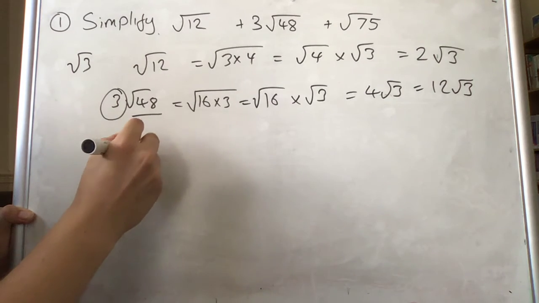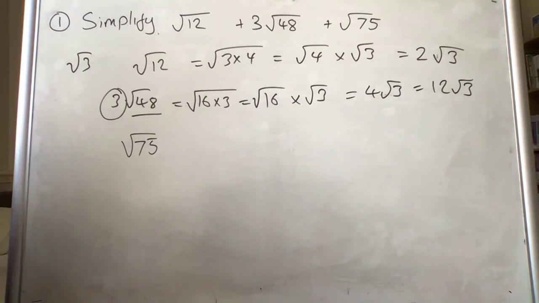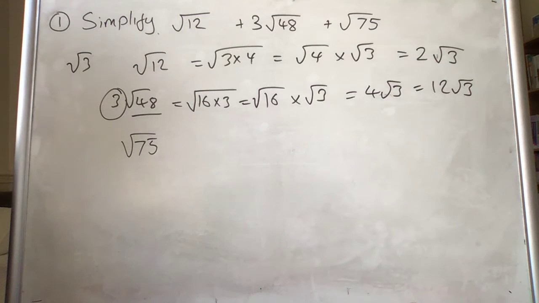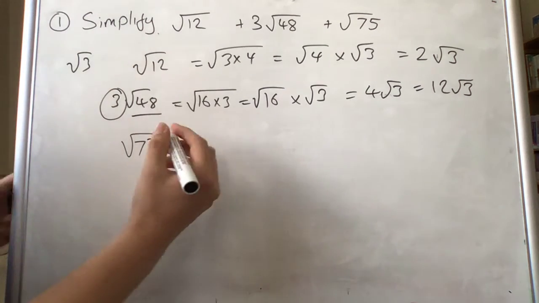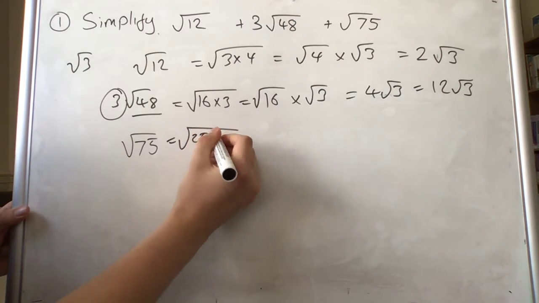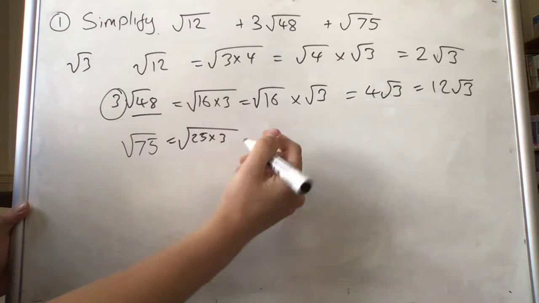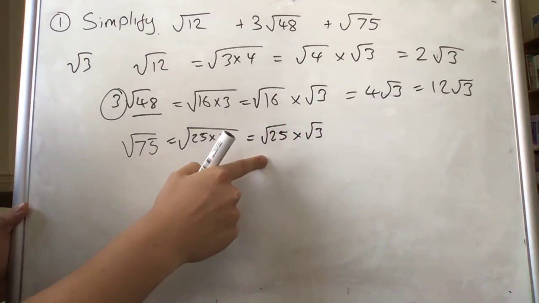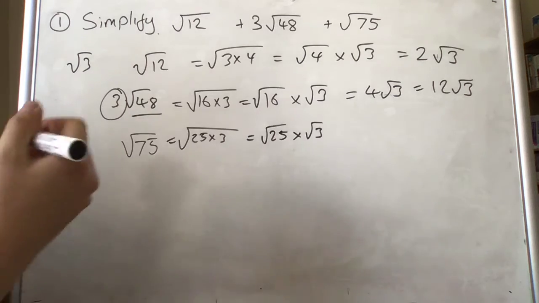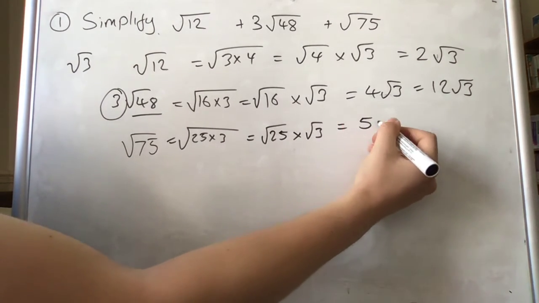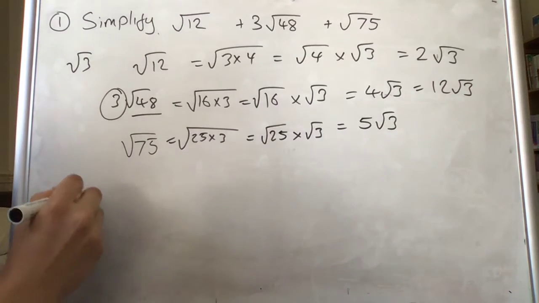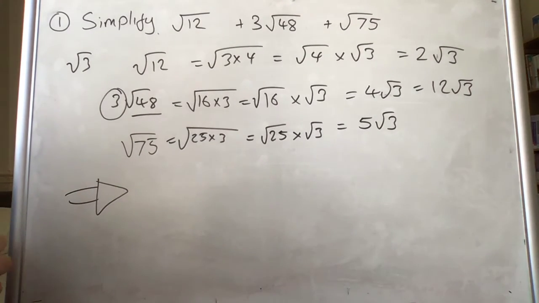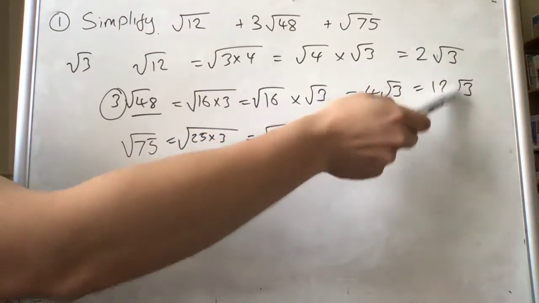Okay? And then finally, we've got the square root of 75. And again, the process is similar. We know that 75 divided by 3 is equal to 25. So we can break this down into the square root of 25 times 3, and we're going to split them up. So we've got the square root of 25 times the square root of 3. The square root of 25 is 5 because 5 times 5 is 25, and that gives us 5 square root of 3.